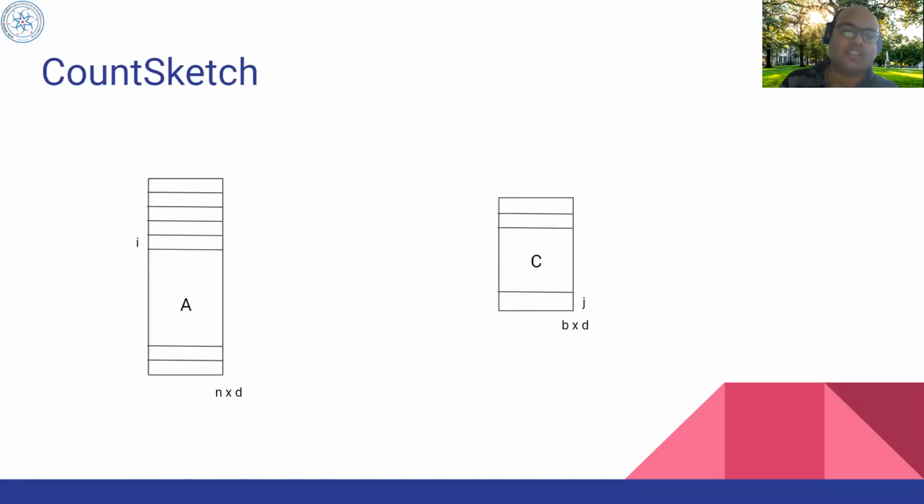Count sketch goes like this. Given an input matrix A of dimension n cross d, where n is much bigger than d, we return a matrix C of dimension b cross d. Here b is some function of d. The way we create this matrix C is as follows.